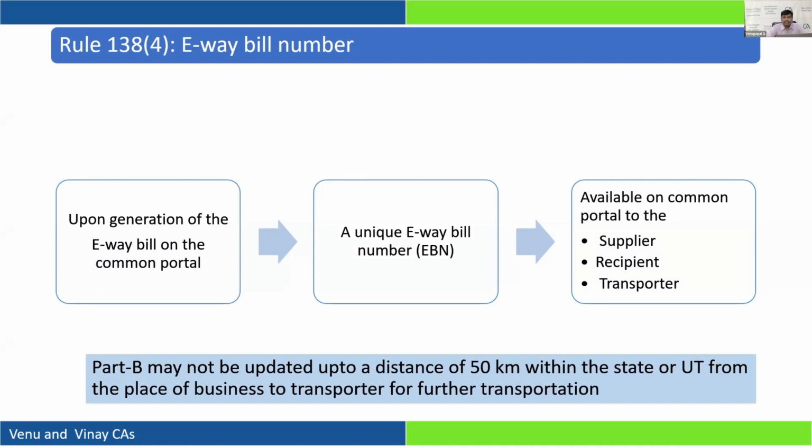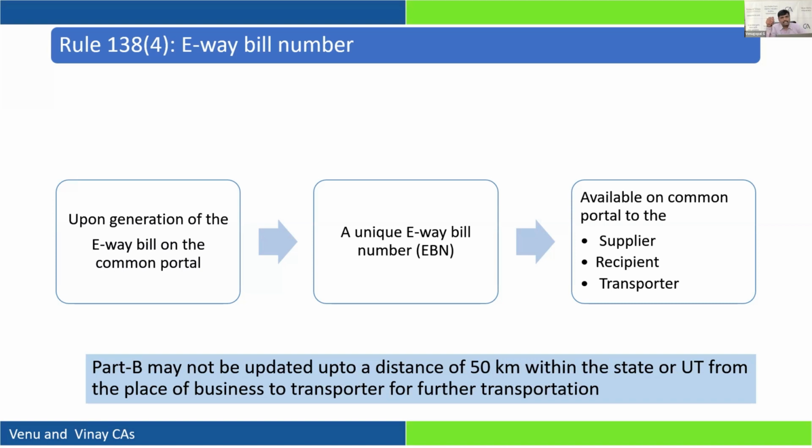One point again, everyone has to be very mindful of is that e-way bill consists of two parts, Part A and Part B. Please note, it is mandatory to have Part A before the movement. Rule 138 sub-rule 1 says having Part A is a must.